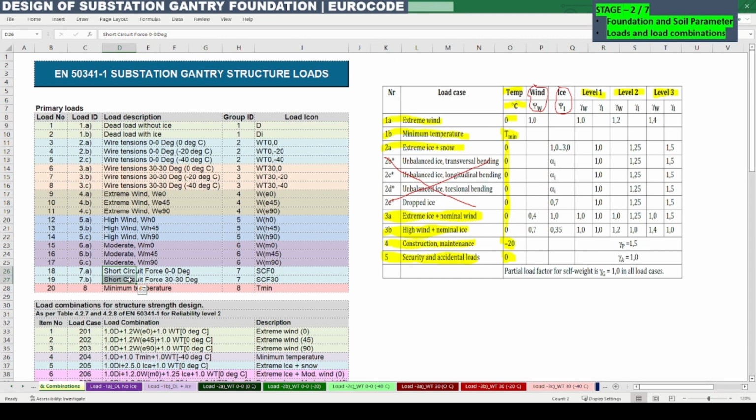Even the transfer of the foundation force from the structure within 1 or 3 seconds will not happen. Between this 1 or 3 seconds, the entire system is going to be disconnected because of the short circuit forces. It means the force will not transfer to the foundation. So in that case, short circuit force is ignored for foundation design. And coming to the minimum temperature.